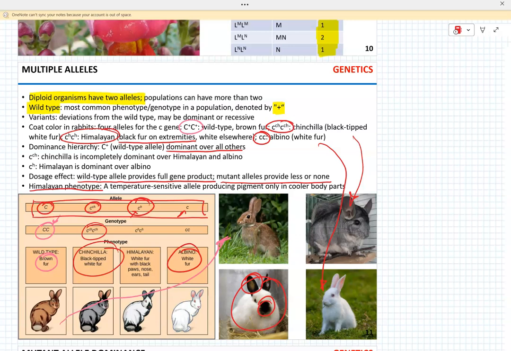This ends our first chapter of genetics, and we're going to continue our conversation about inheritance patterns in chapter 2.